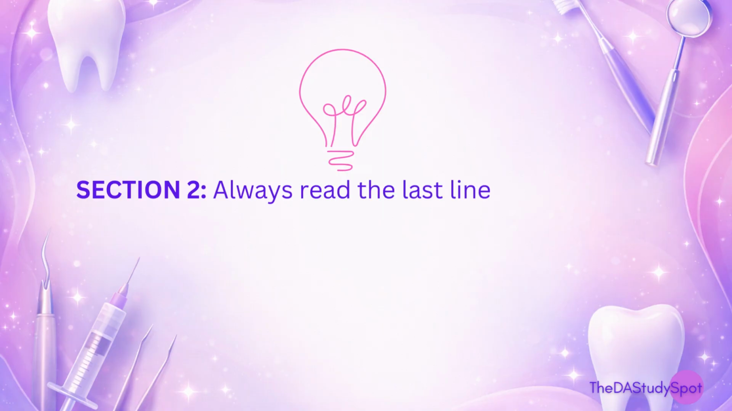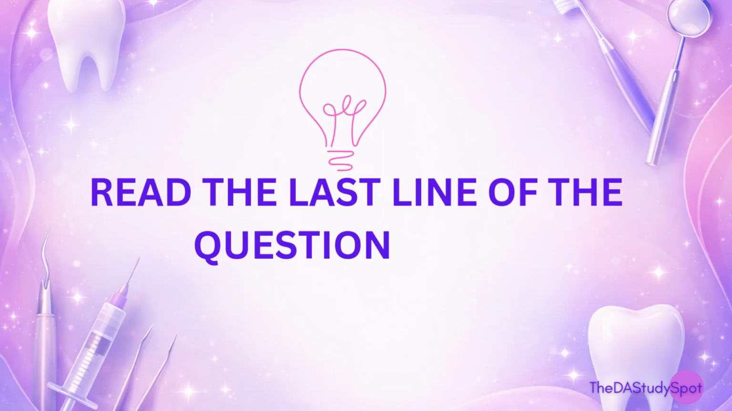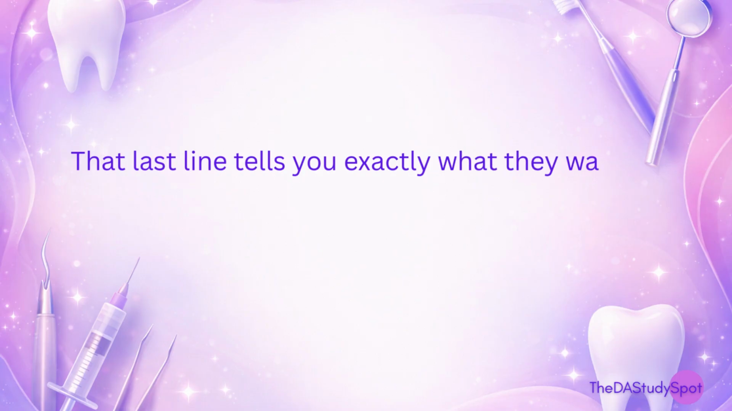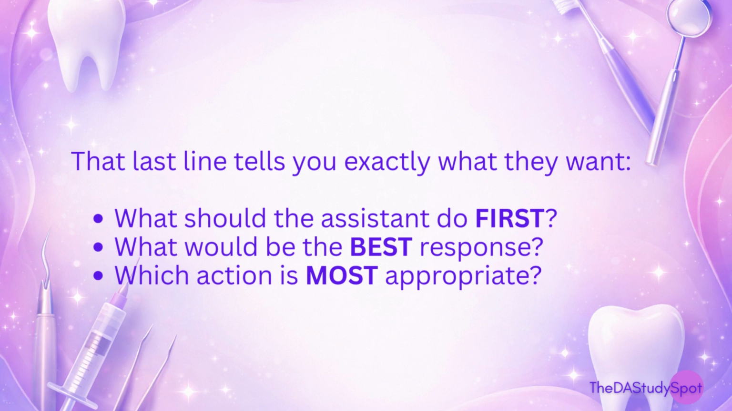Read the last line of the question first. Again, read the last line of the question first. That last line tells you exactly what they want. What should the assistant do first? What would be the best response? Which action is most appropriate? Once you know what they're asking, then you read the scenario. That alone will stop you from overthinking.